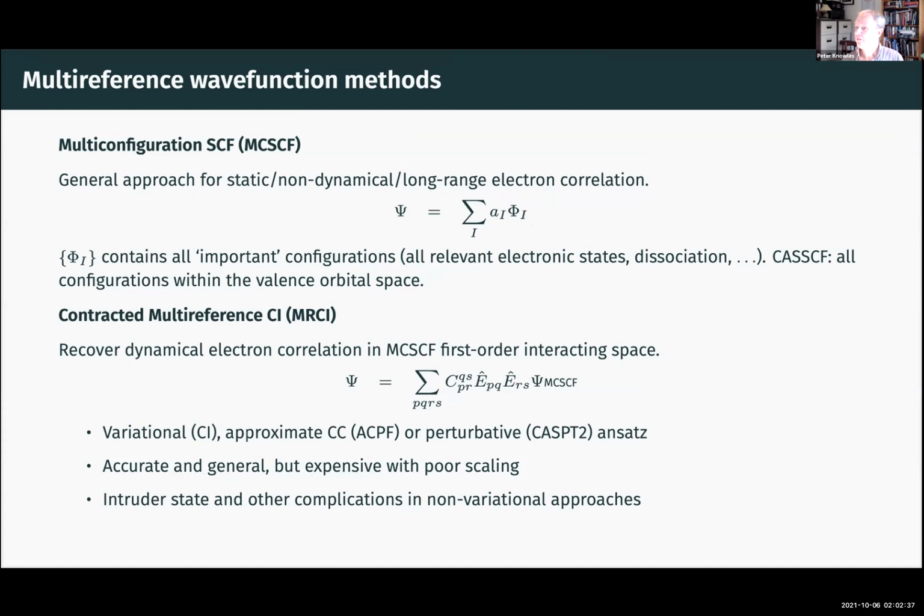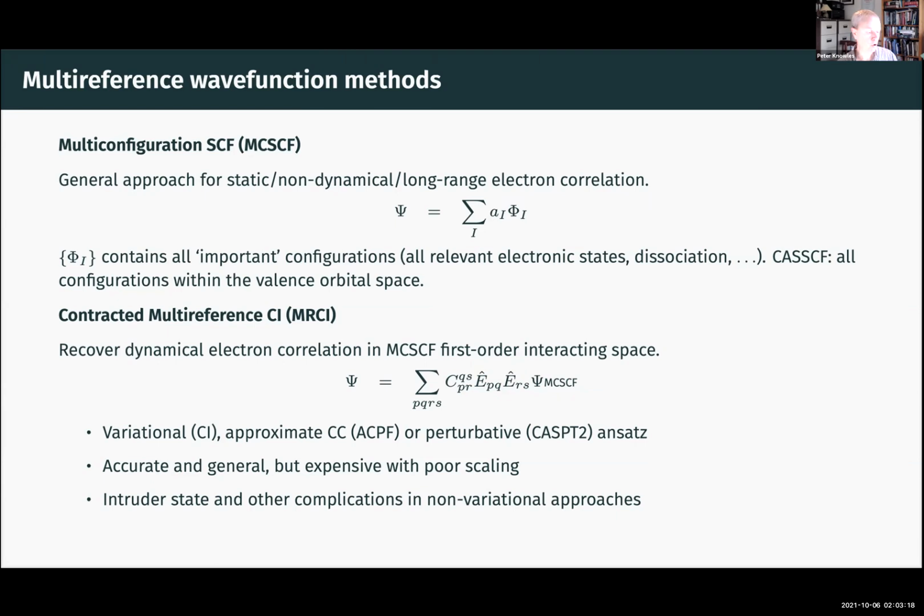Typically, the MCSCF or CASSCF calculation does not give us the quantitative accuracy that we need for a typical application. It misses out the contributions from dynamic electron correlation, and the way that we can recover those systematically is to think of the MCSCF as a zeroth order wave function for perturbation theory, and then look at the states that would come in the first order wave function. It's a linear combination in the first order interacting space of that MCSCF wave function.